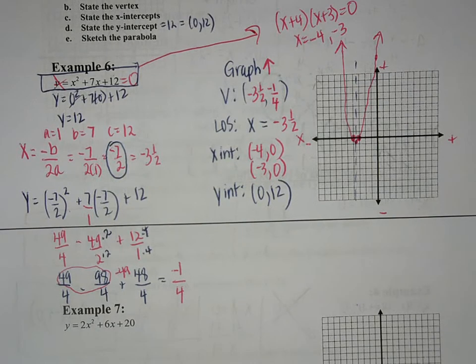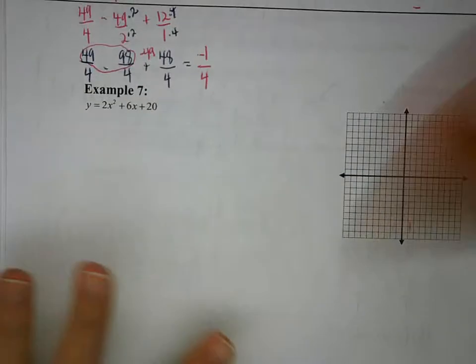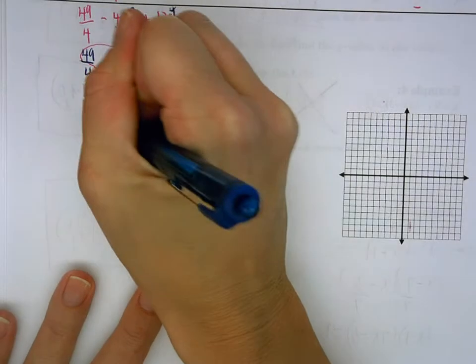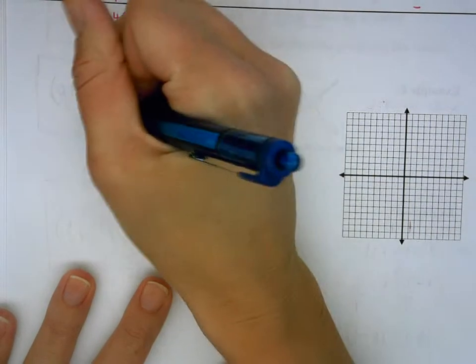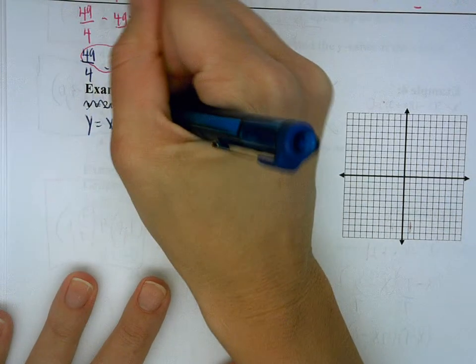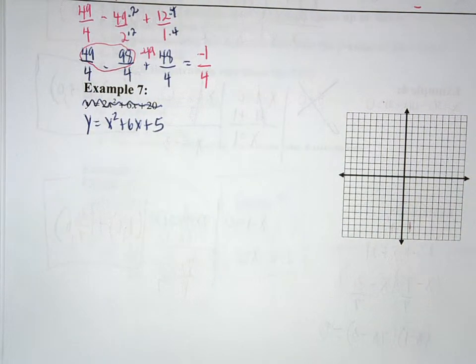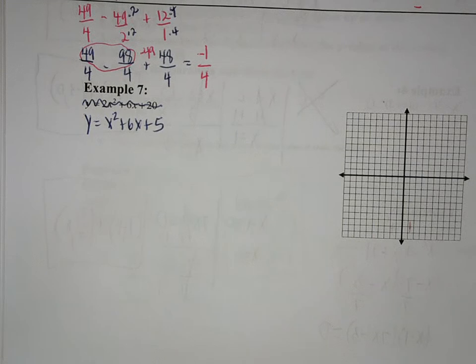Okay. Example 7. I think you guys have a different problem than I do. Y equals x squared plus 6x plus 5. We have 2x squared plus 6x. Okay, change it. Wait, did we change it? Yes. Yes, please. I mean, thank you.